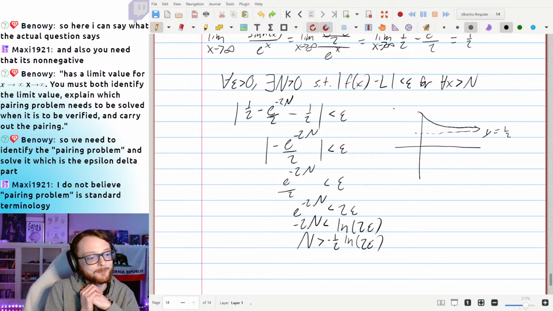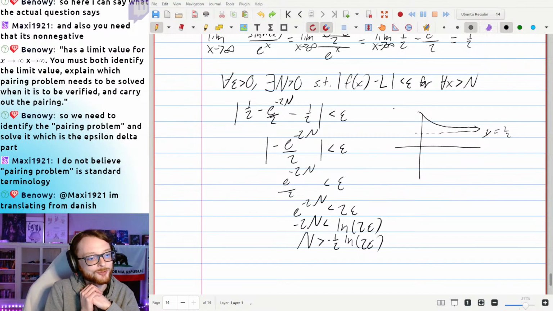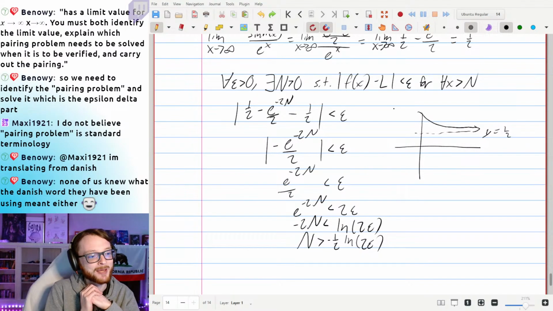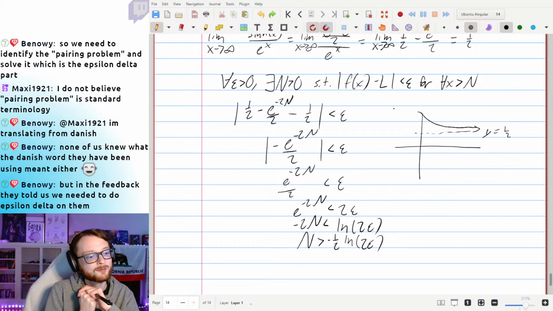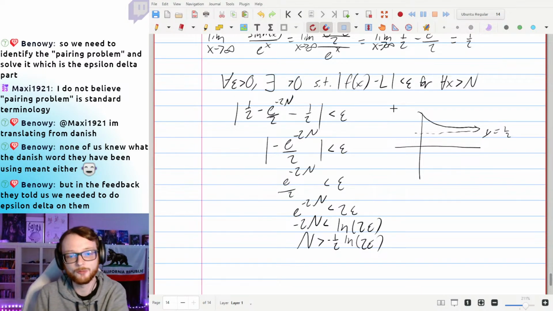Yeah, Ben is learning the math in Danish, so that makes the translation hard. I assume pairing means pairing a delta to an epsilon. I'm not sure what the pairing problem means though. Yeah, I mean, you can probably just rename this capital N to be delta.